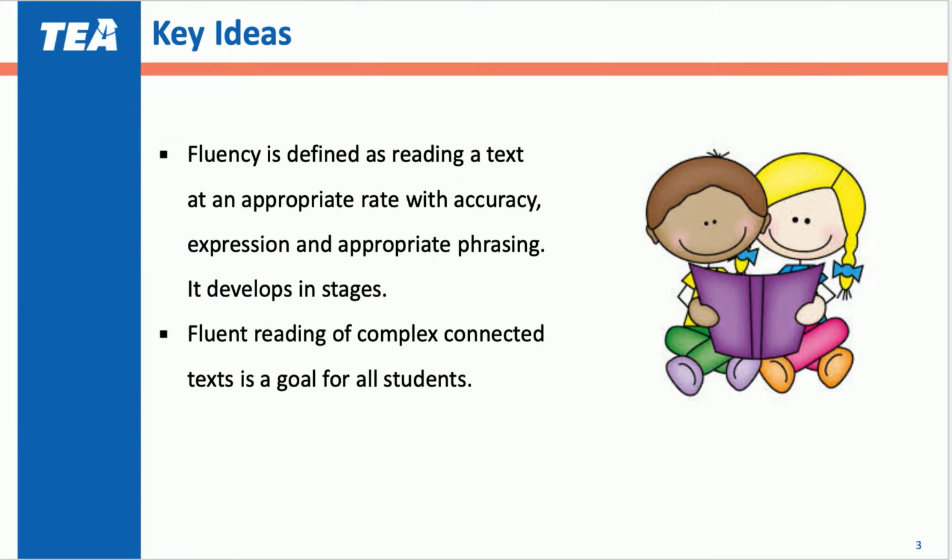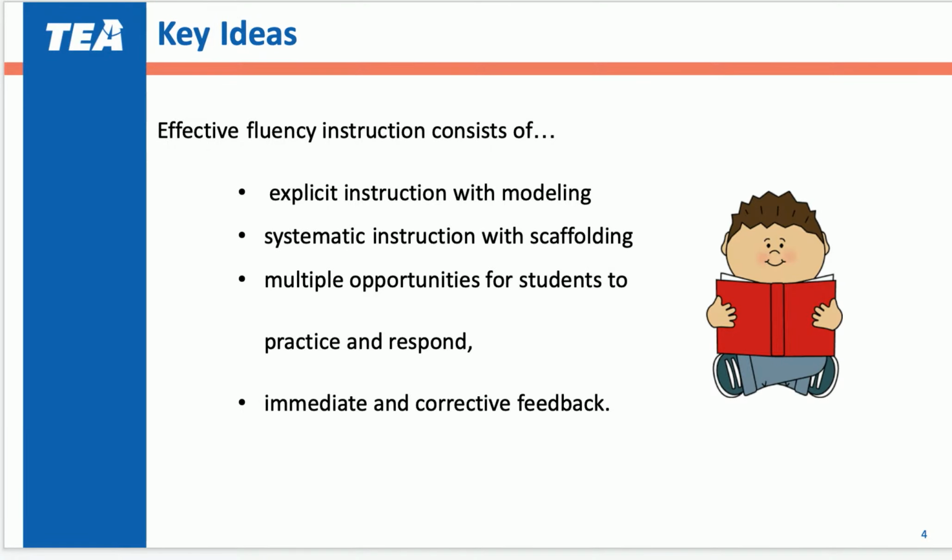Let's define fluency. Fluency is reading a text at the right rate with accuracy, expression, and phrasing. Fluency develops in stages. The goal for our students is to be able to read fluently a text that is both complex and connected. When we talk about fluency, we want to consider effective fluency instruction. And when we talk about effective instruction, we have to talk about explicit and systematic instruction.